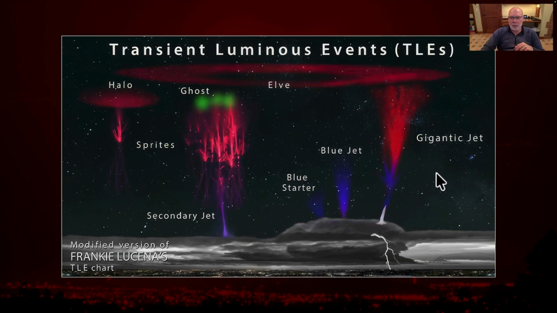Well, we've talked about a number of TLEs already, including the gigantic jet, blue starter, sprites, and ghosts. But there are a few others to talk about. Associated with some sprites is a kind of diffuse area near the top of the sprite called a halo.